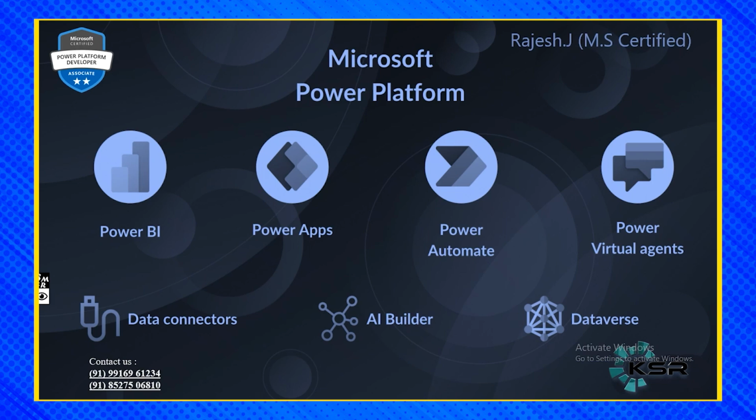Now let's look into the roadmap of the Microsoft Power Platform. Before that, what is Microsoft Power Platform and what are the tools you are seeing here? As per Microsoft, Microsoft Power Platform is a suite of tools consisting of Power BI, Power Apps, Power Automate, Power Virtual Agents, and various data connectors and AI Builder, which is the latest trending term. The industry is calling it AI. That thing also we will do.